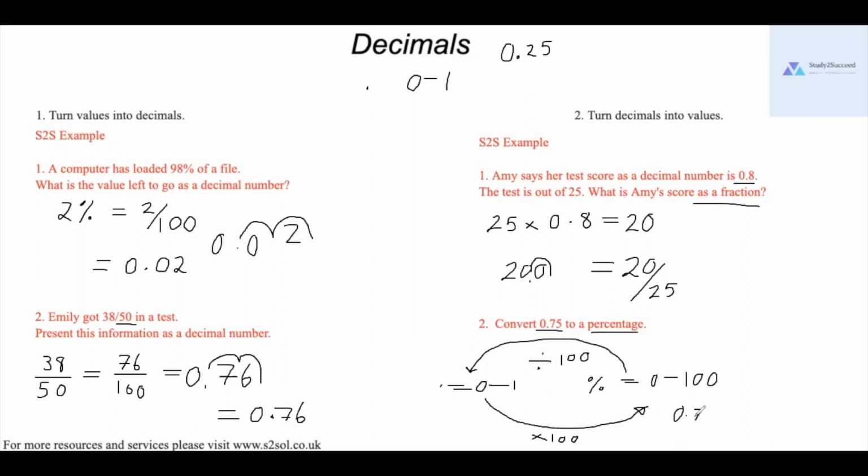So 0.75 multiplied by 100 is the same as shifting our decimal point forward 2 spaces because of our 2 zeros. And so therefore our answer would be 75. Remember that we're calculating a percentage, and so we remember to put our percent sign afterwards. So it would be 75%.